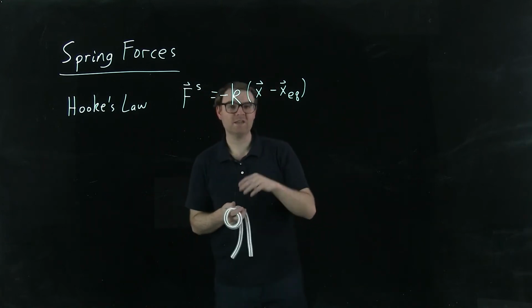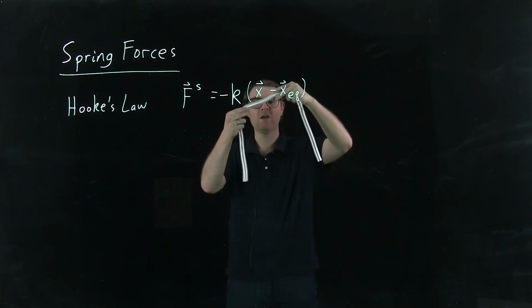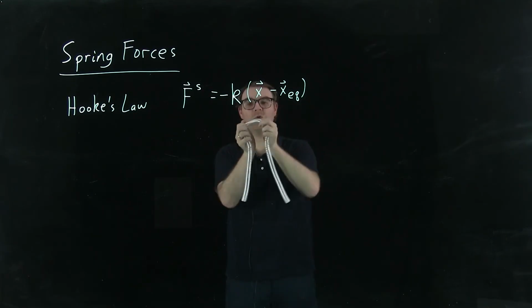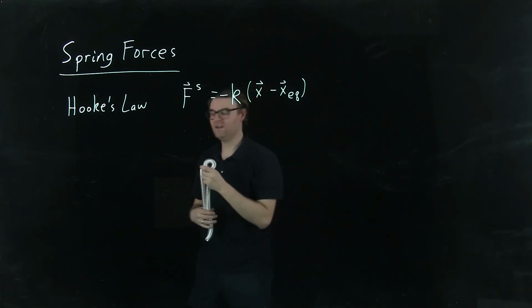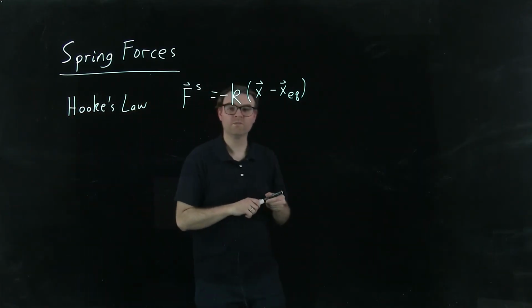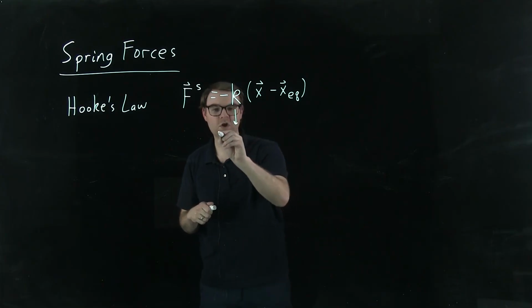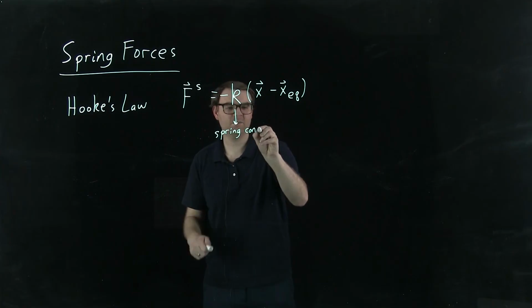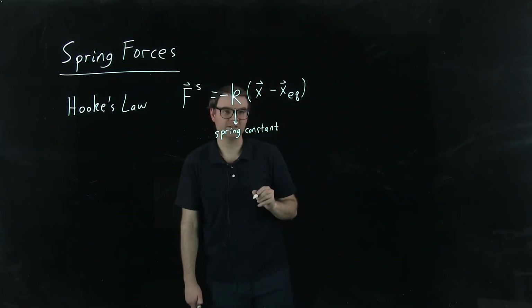What's interesting about springs is that this expression works in both directions. So if I compress the spring instead of extending it, it will push back outwards again to try to get to its initial configuration. As I said, this constant K is known as the spring constant, and it will end up telling us a little bit about how strong or how stiff the spring is.